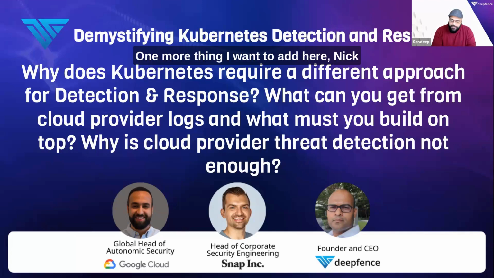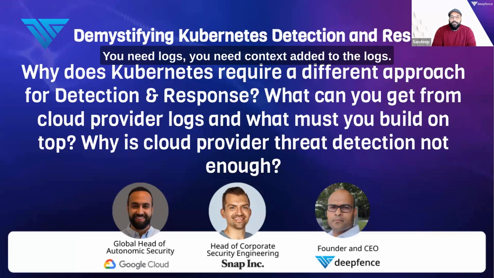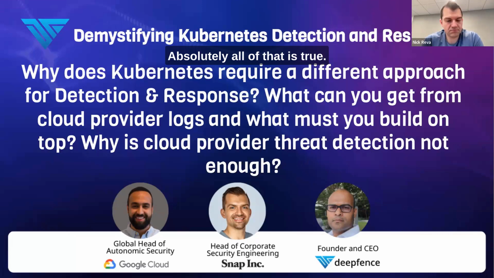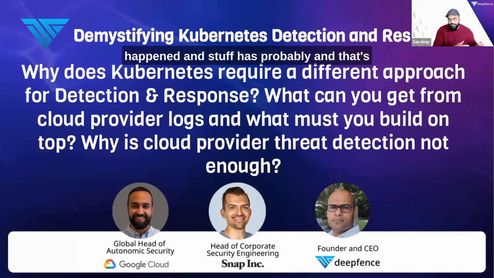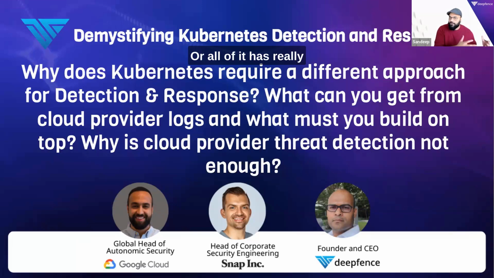One more thing I want to add here, Nick and Iman, is logs are post facto. They're awesome. You need to have them. You need logs. You need context added to the logs. Absolutely, all of that is true. That's the bare minimum you need. But they're post facto. Stuff has already happened, and that's why it is logged somewhere. Some anomaly is logged somewhere because at least a part of that, or all of it, has already happened in terms of malicious actions.